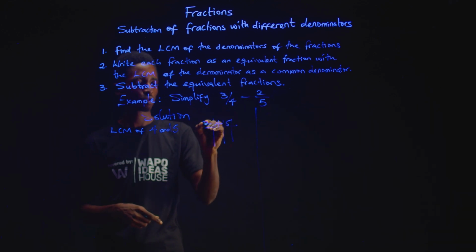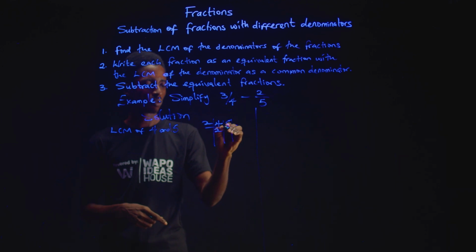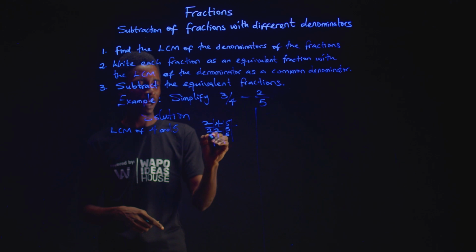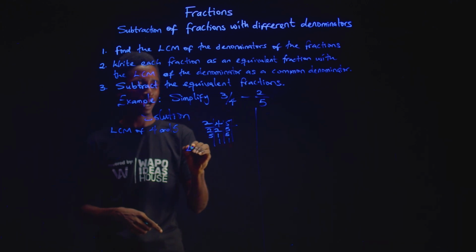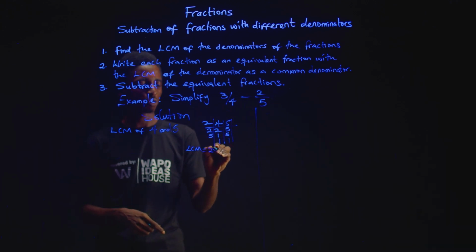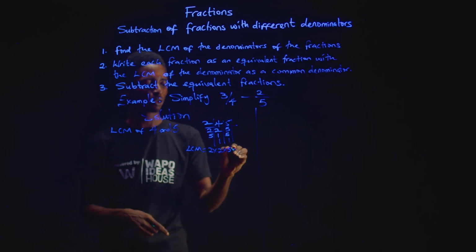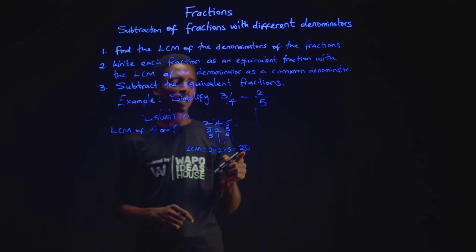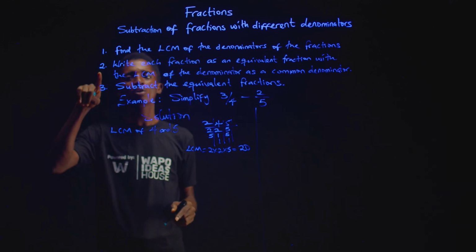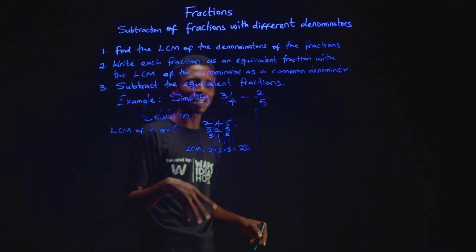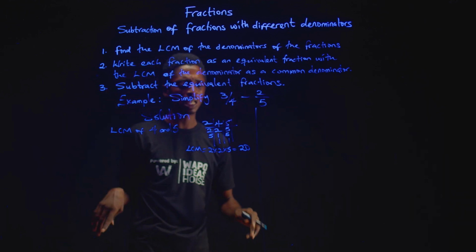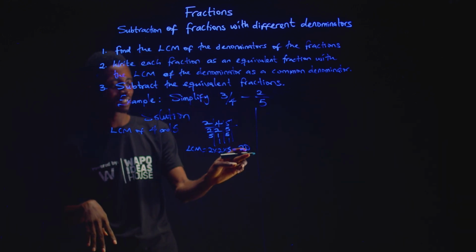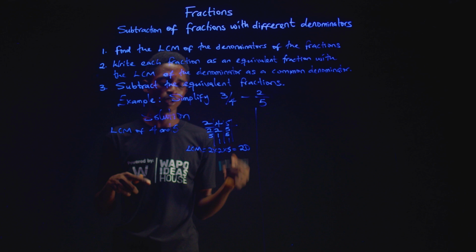So 2 goes here, 2, 5. 2 goes 1, then 5, and then 5 goes 1, 1. So our LCM is 2 times 2 times 5, which will give us 20. So now that we have our LCM as 20, let us now do step 2, which is to write the equivalent of each of the fractions such that the denominator will be common. And that denominator has to be this 20, which is the LCM of the denominators.